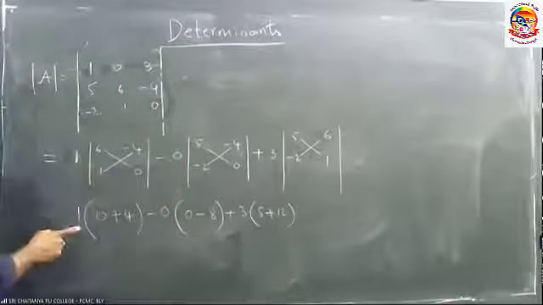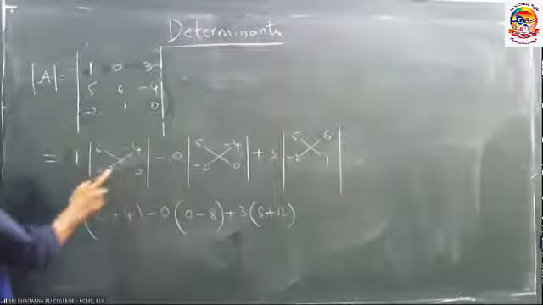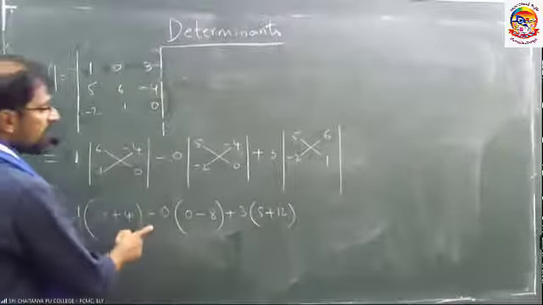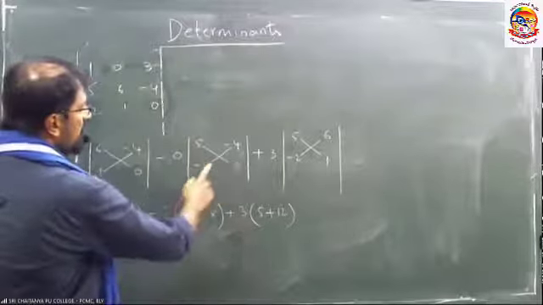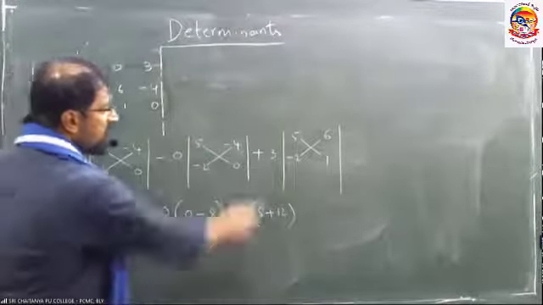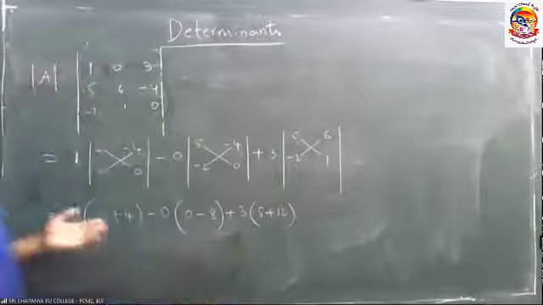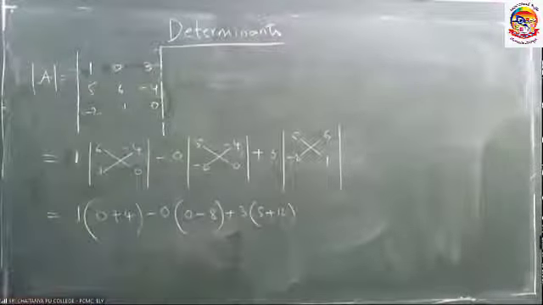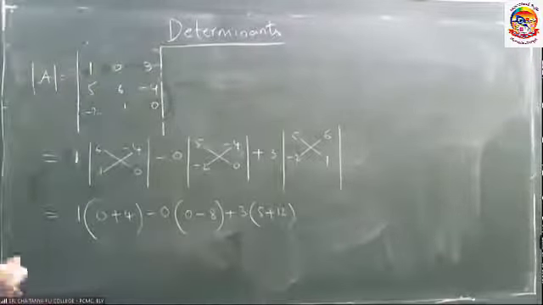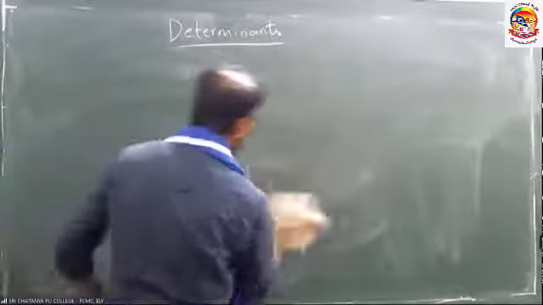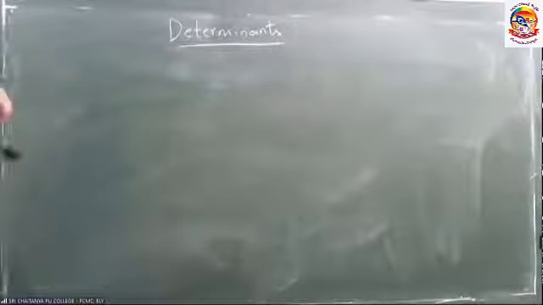Now 1 into A, B, C, D, AD minus BC, right? Minus 0 into 0 minus 8 plus 3 into 5 minus of minus, it is 12. Now simplifying this, whatever value you got, that will be the determinant of capital A. Again, I am going to take another example and give it to you. Observe clearly how to expand the determinant.